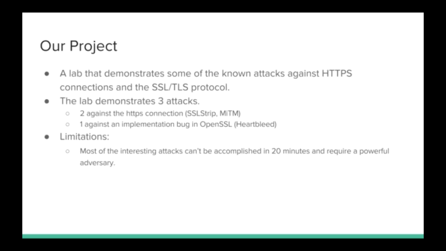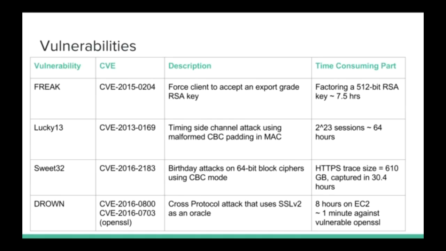We wanted to demonstrate more interesting attacks. However, most of the attacks can't be accomplished in 20 minutes and require a powerful adversary. For example, FREAK is an attack that forces a client to accept an export grade RSA key that can be factored in around 7.5 hours. Lucky 13 is a timing side channel attack that takes around 64 hours to complete.